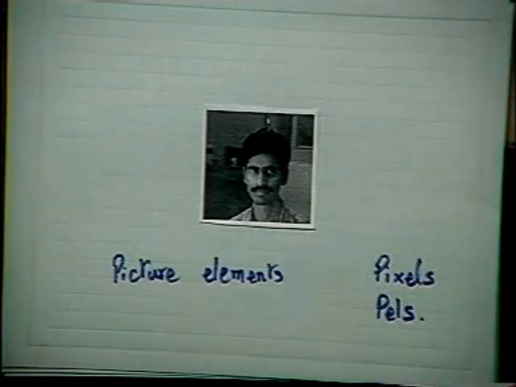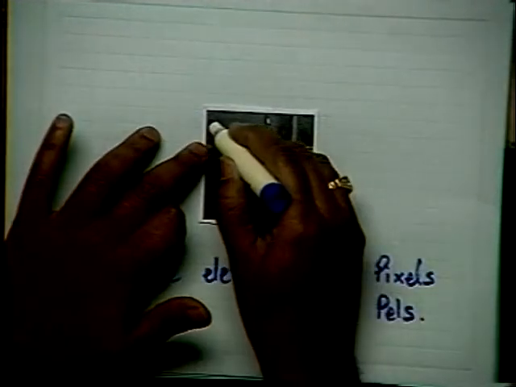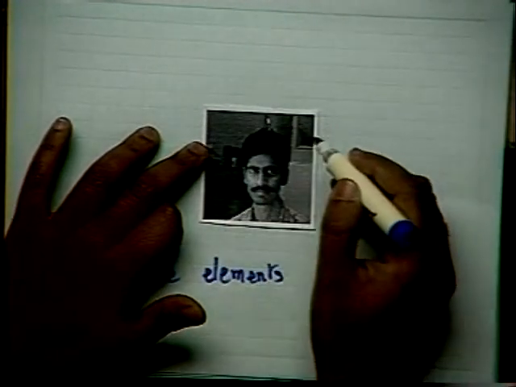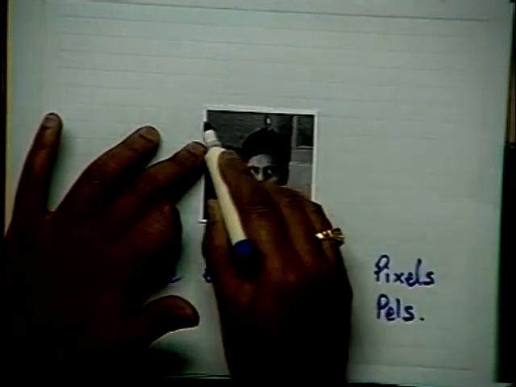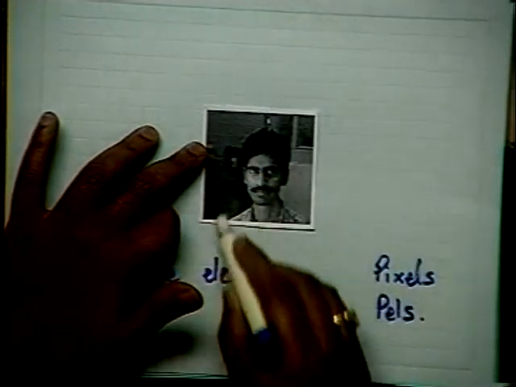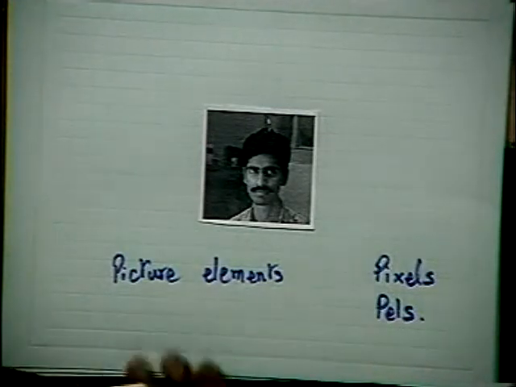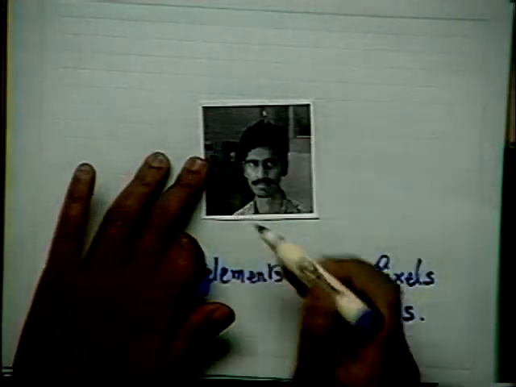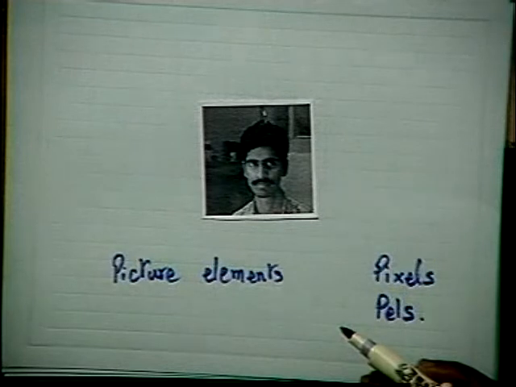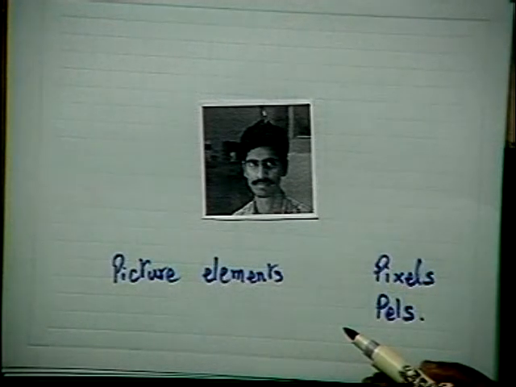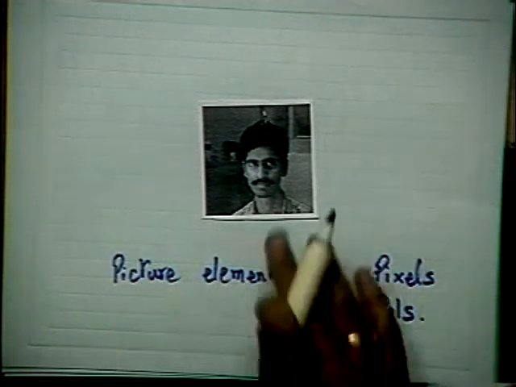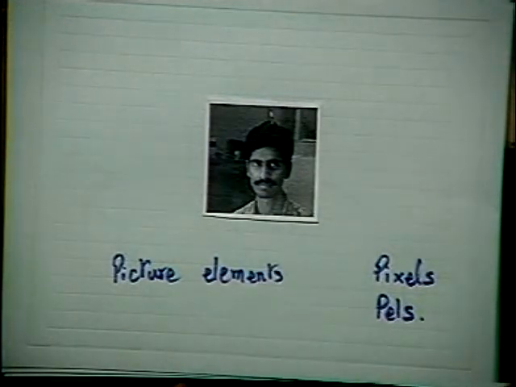If I take a very small number of pixels, then naturally the pixel size will be bigger. If I ask you to take only 16 pixels along x and 16 pixels along y, what you will see is a very coarse image, because there will be an array of 16 by 16, that is 256 elements. So the resolution of the image is very important.